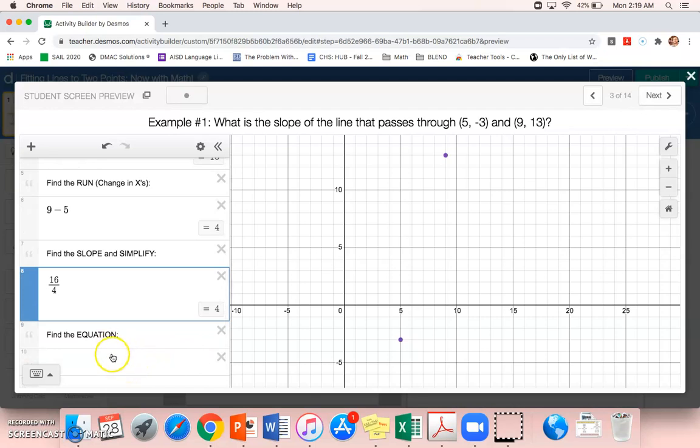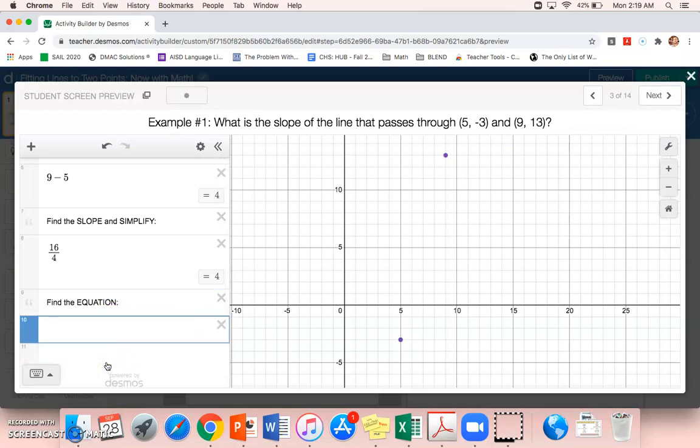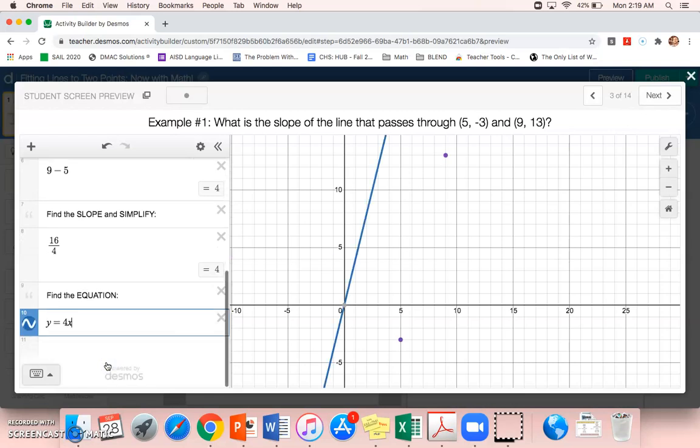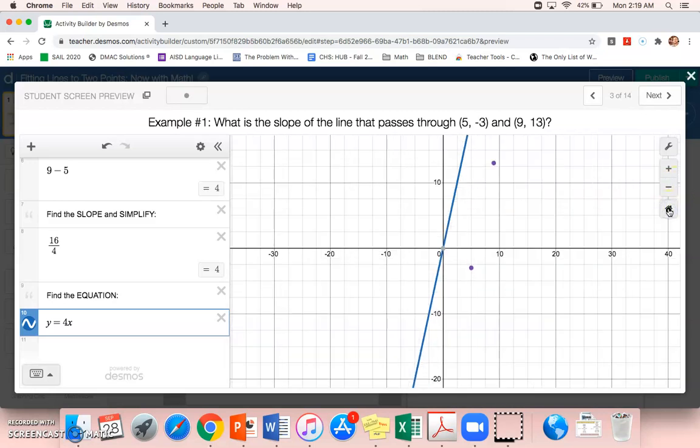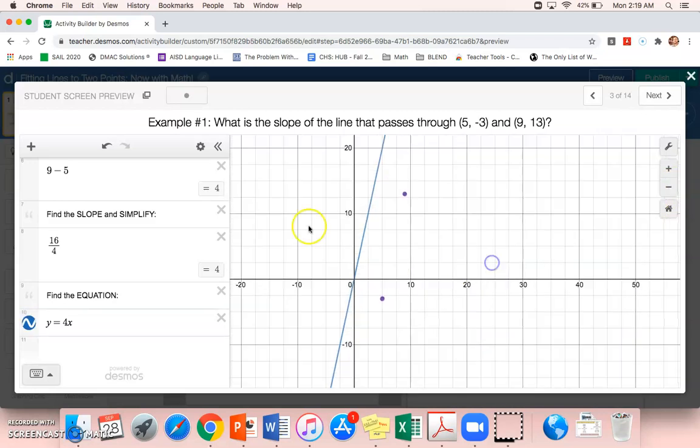So our goal with this is to find an equation, right? So we're going to say y equals 4x. So 4x, you'll notice the line, and I'm going to zoom out just again. If you ever zoom out too much, you can always go back home, and that'll zoom you in. But you'll see here that the line is above the points, right? So the tilt is the same, but we're too high.